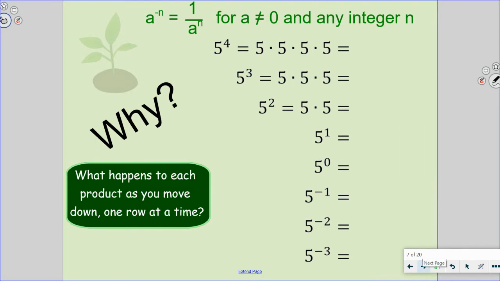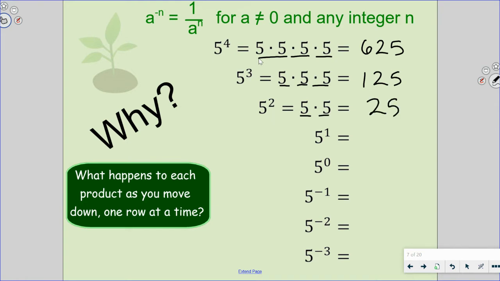So let's think about 5 to the 4th power. 5 times 5 is 25, 25 times another 5, 125, and go again, 625. 5 times 5 times 5, 125. 5 times 5, 25. 5 to the first power.